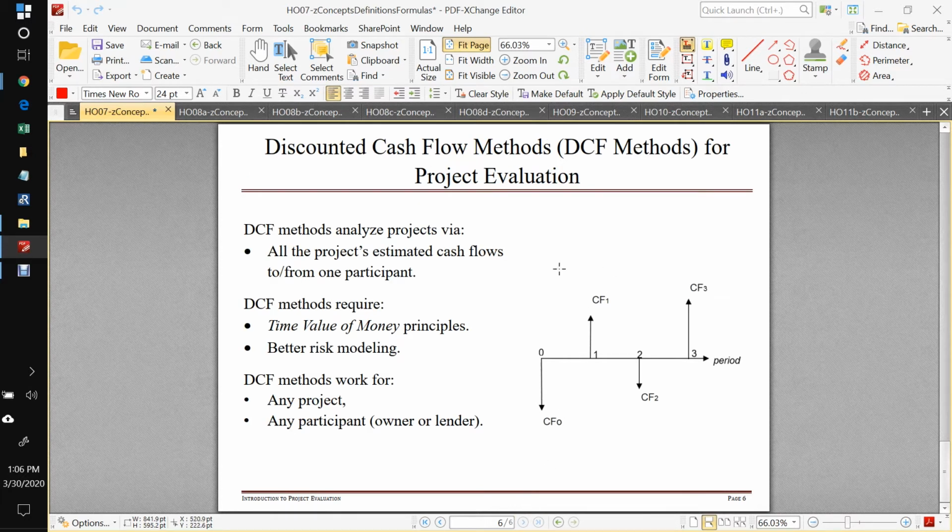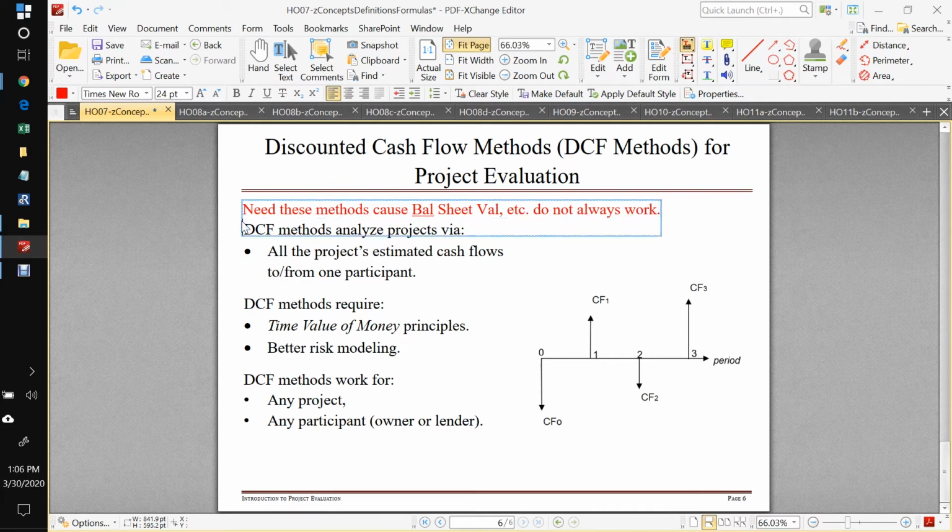And we use these definitions so we could get started with our discounted cash flow methods for project evaluation. And we needed these because things like, for example, balance sheet valuation, etc., what we've done so far, do not always work.